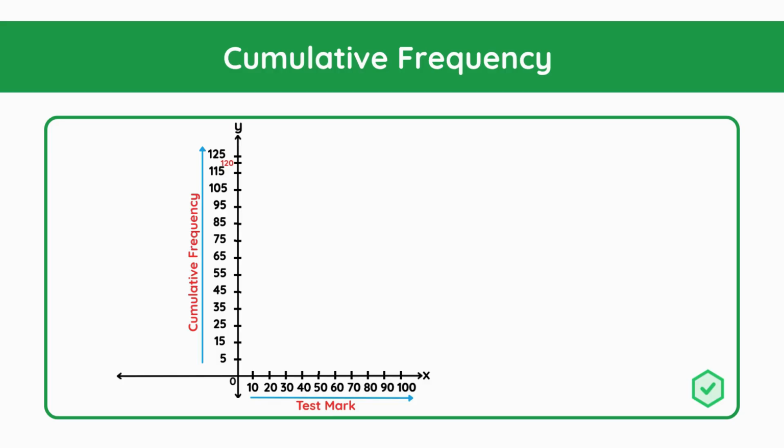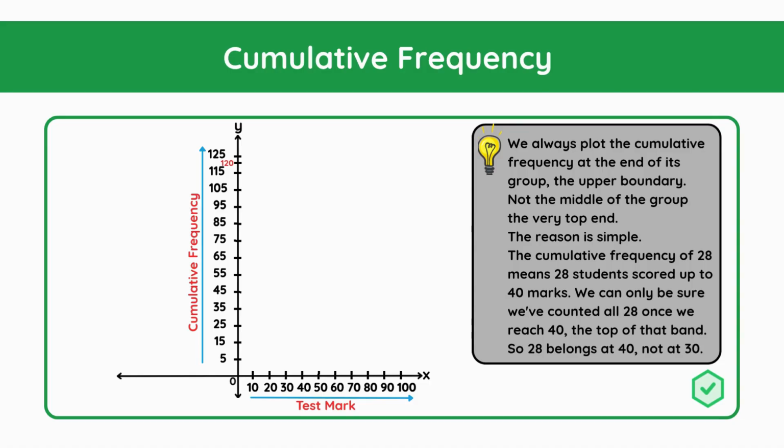Second, and this is the part students get wrong, where do we plot each point? We always plot the cumulative frequency at the end of its group, the upper boundary. Not the middle of the group, the very top end. The reason is simple. The cumulative frequency of 28 means 28 students scored up to 40 marks. We can only be sure we've counted all 28 once we reach 40, the top of that band. So 28 belongs at 40, not at 30.